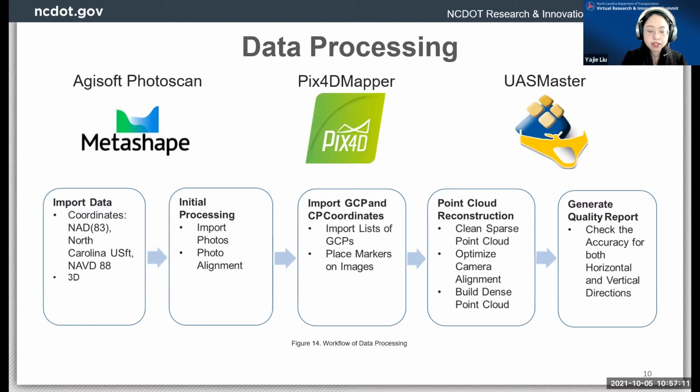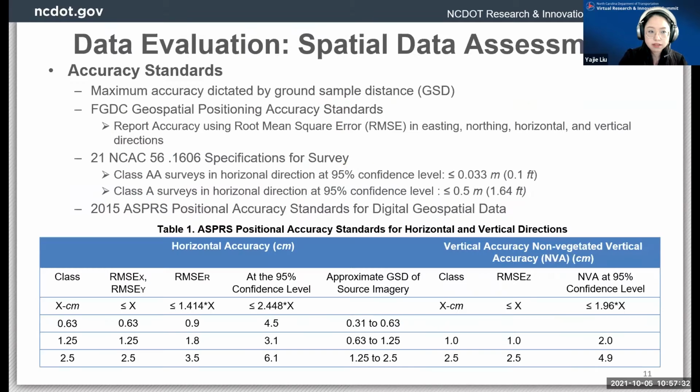Later, we import all the ground control points and checkpoint coordinates and place the markers on the different images, and then build the point cloud and check the accuracy from the generated quality report. The other optimal settings were used to achieve a high quality of accuracy. And then is the data evaluation.